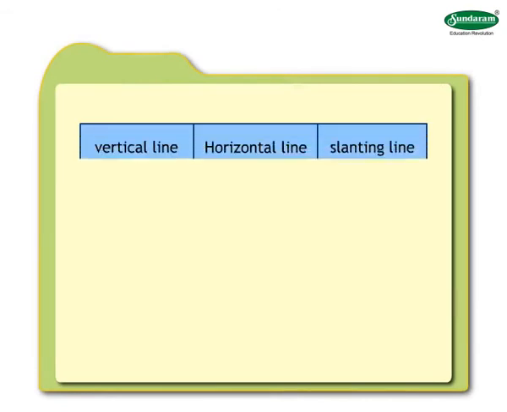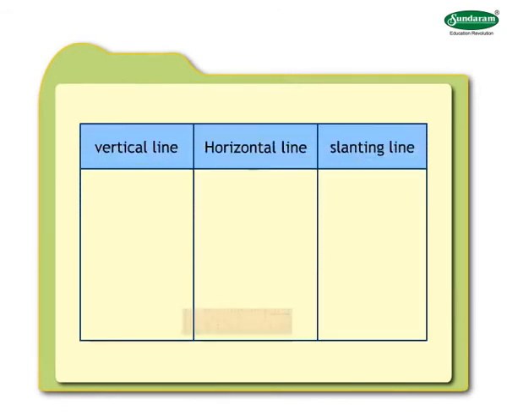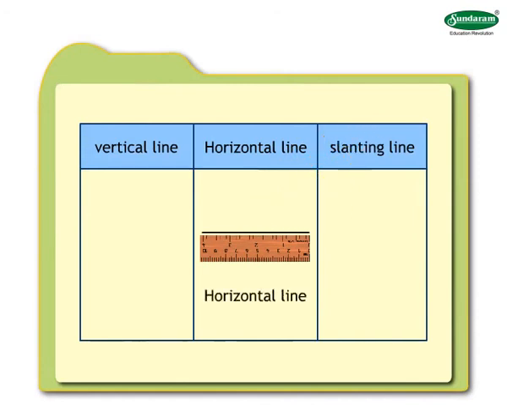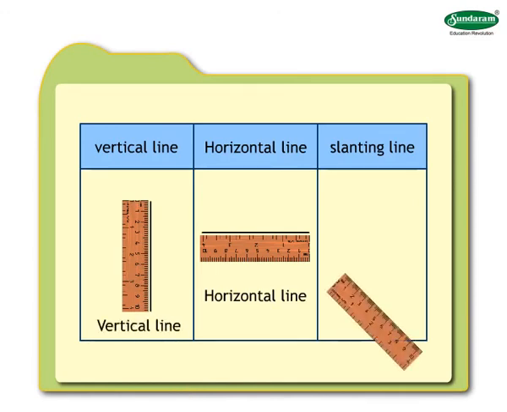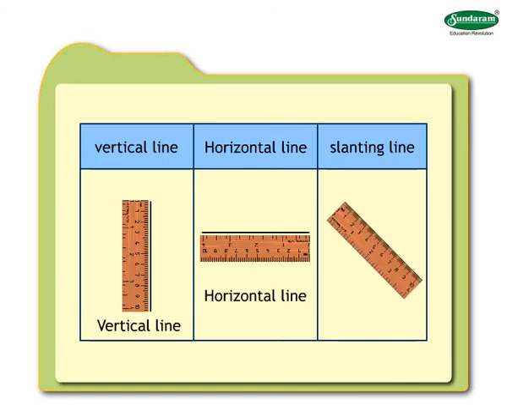Keeping it on a paper horizontally, draw a line by the edge as shown. We get a horizontal line. Keep the ruler in vertical direction. Draw a line by its edge. We get a vertical line. Now slant the ruler. Then draw a line by its edge. We get a slanting line.